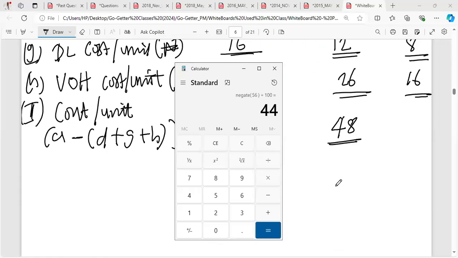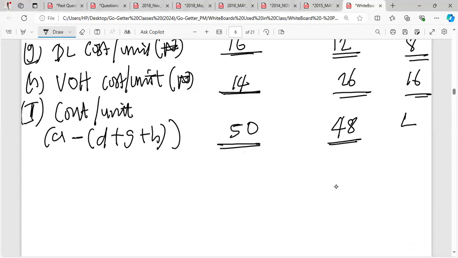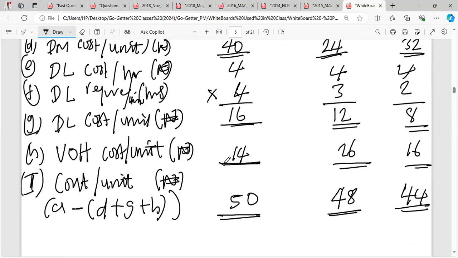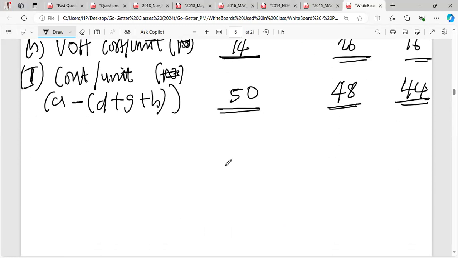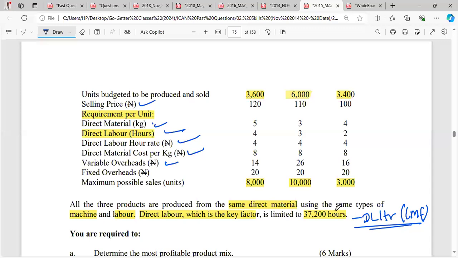And that gives me 44. So this gives me 44. So this is in Naira. So your contribution per unit, you've just done it as the number I. Now the next thing here is our limiting factor. So we have identified that labor hours is our limiting factor.